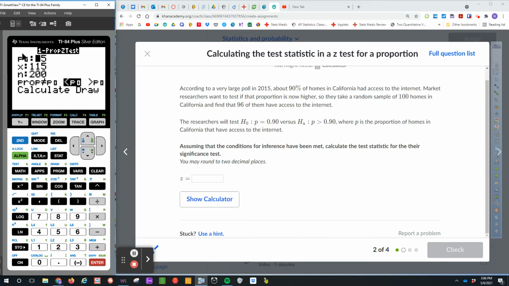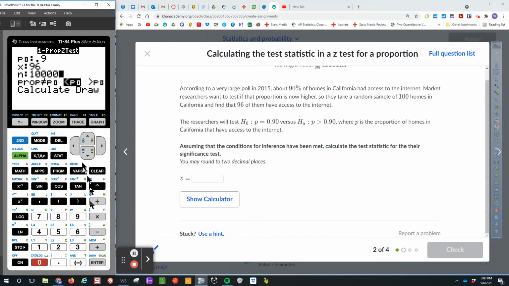And it will ask you, so P naught is your claim. What is your original population proportion? Here, our population proportion is 0.9. And then X is the number of successes, which we know here to be 96. And what was the sample size? Sample size is 100 right here.